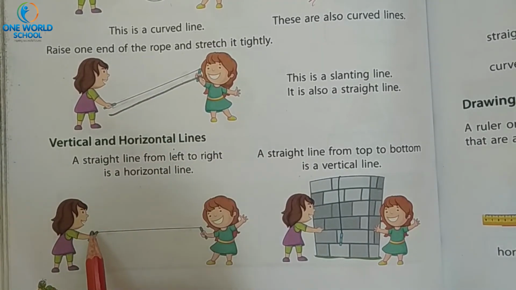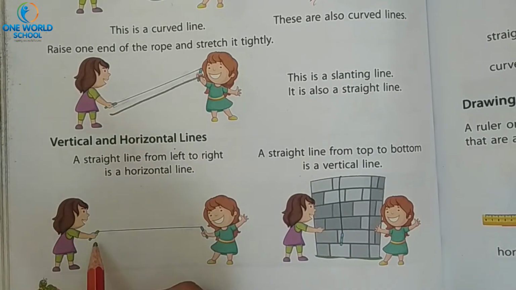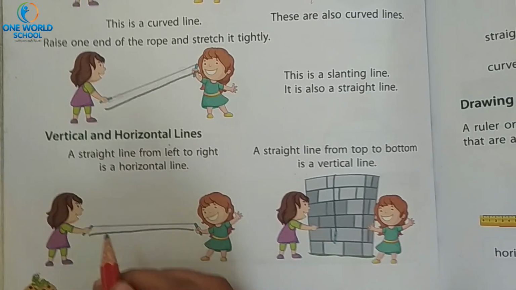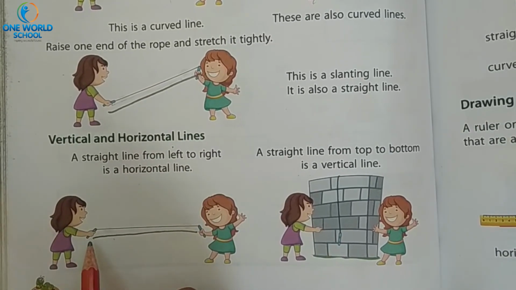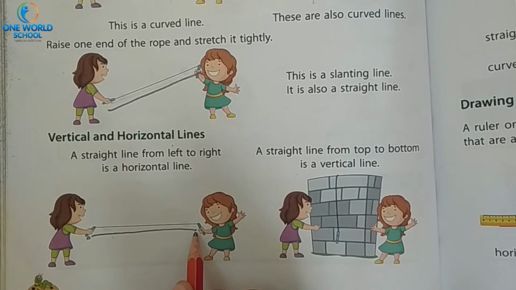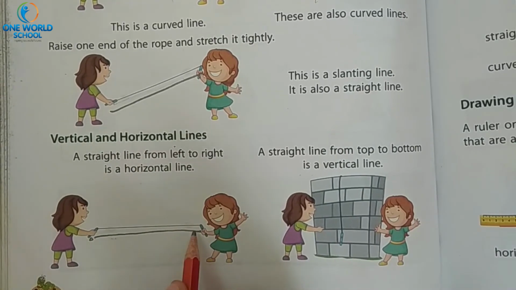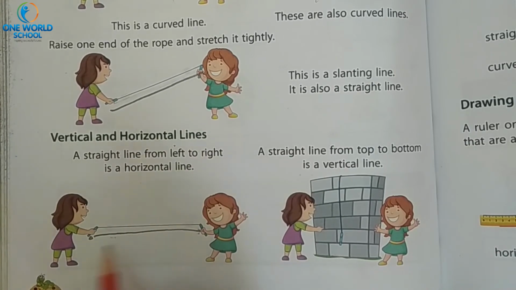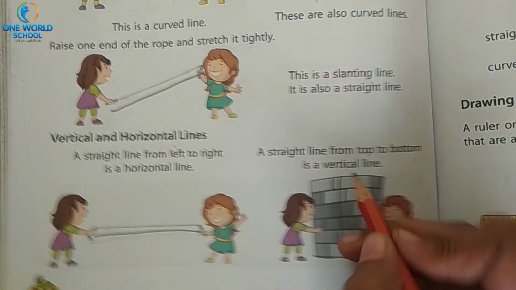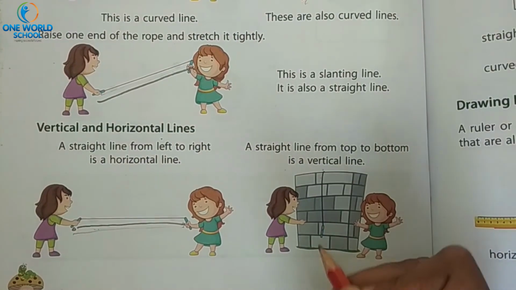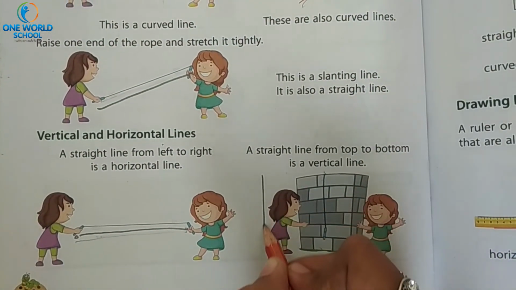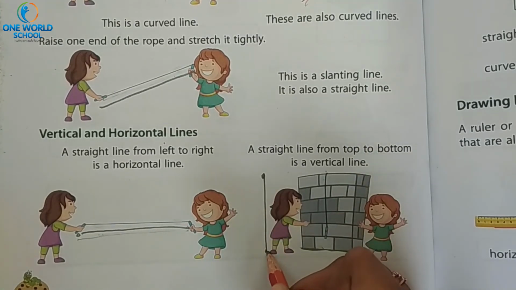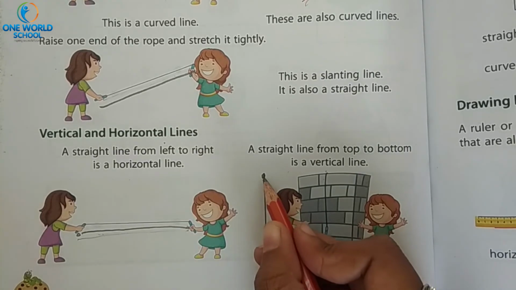Now, the difference between vertical line and horizontal line. See, a straight line from left to right. In smaller classes we were learning sleeping lines. A line from left side to right side is known as a horizontal line. And a straight line from top to bottom is known as a vertical line.